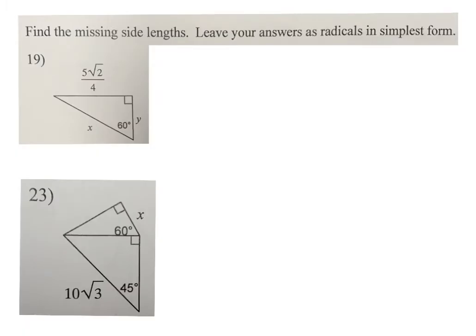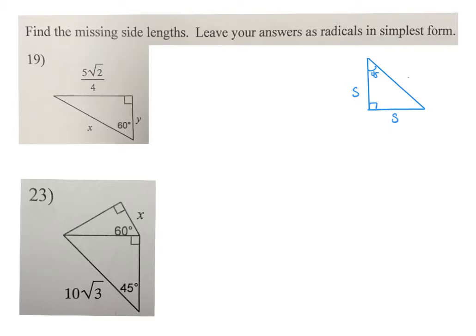Special right triangles, all right? So what you want to remember for a special right triangle is we have two types of special right triangles. We have 45, 45, 90. For this type of triangle, we don't need to write 90.